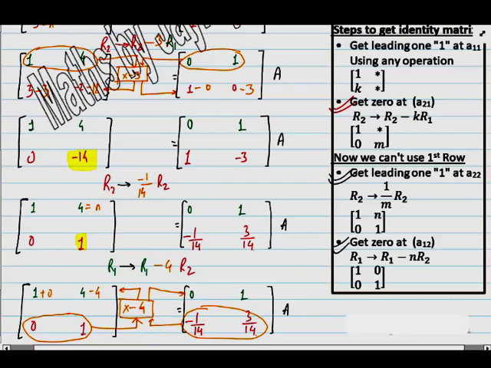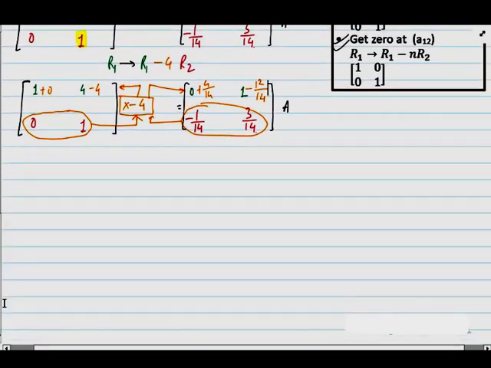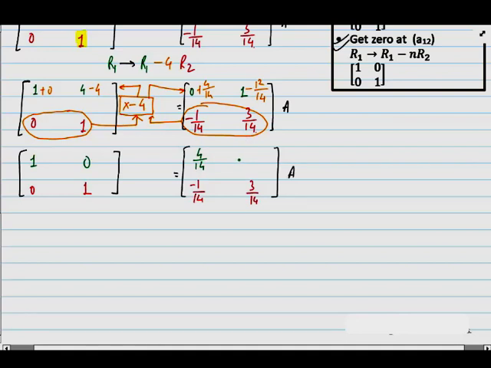Minus 1 by 14 into minus 4 will be plus 4 by 14, and 3 by 14 into minus 4 will be minus 12 by 14. Now we have to simplify this matrix to get final answer. Here our second row will be as it is, and our first row will be 1, 0, 4 by 14, and 1 minus 12 by 14 will be 2 by 14.